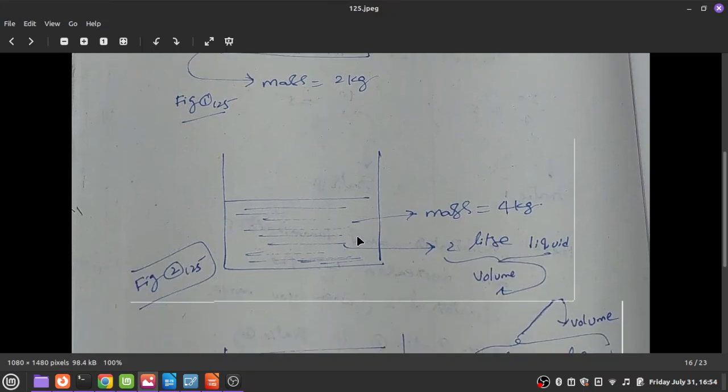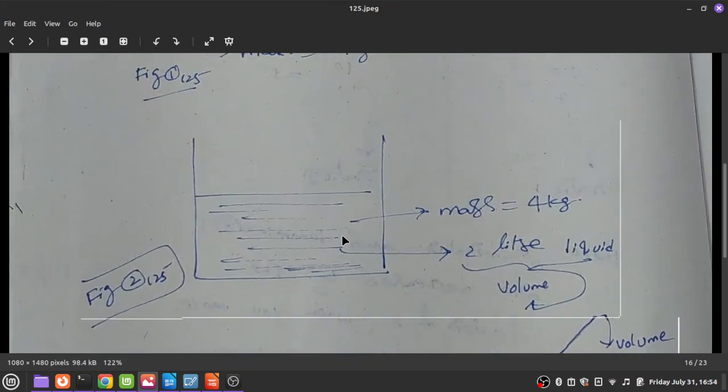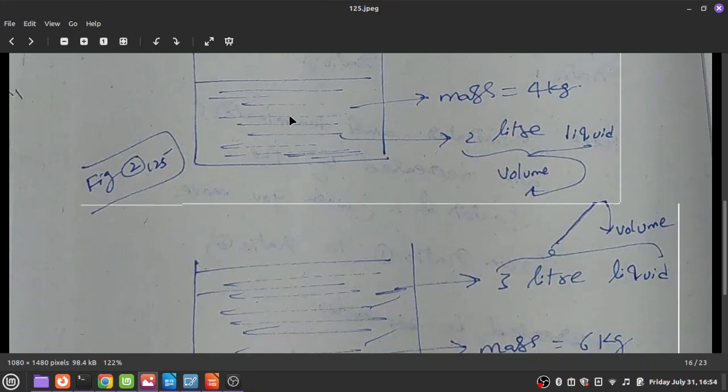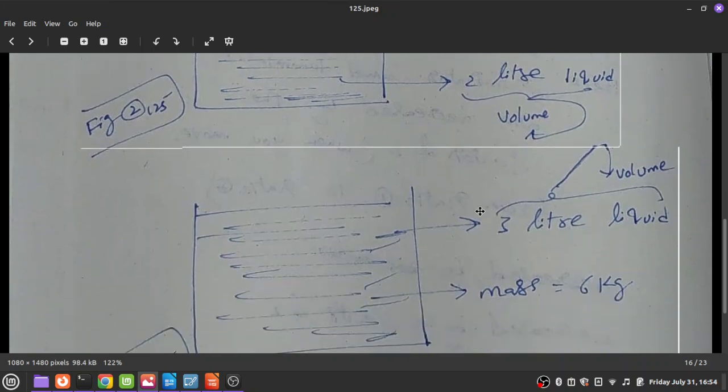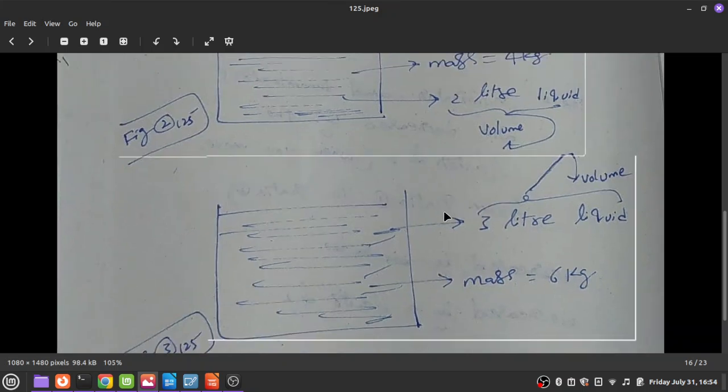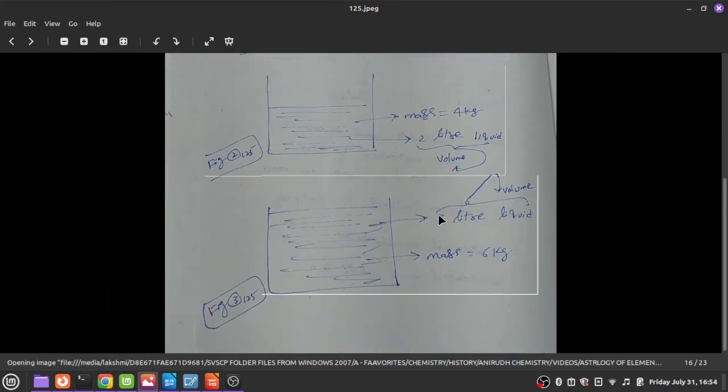Now coming to the second container, here the same liquid is taken with a volume of 2 liters. 2 liters of the same liquid as the first case, but its mass is found to be 4 kgs after using the weighing machine. Similarly, let us increase the volume from 2 liters to 3 liters, and its mass is found to be 6 kgs. Now let us go to another slide.